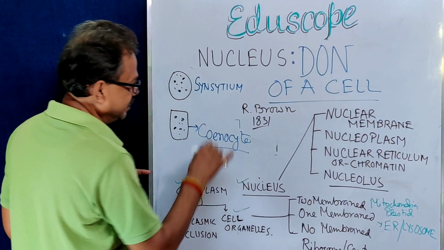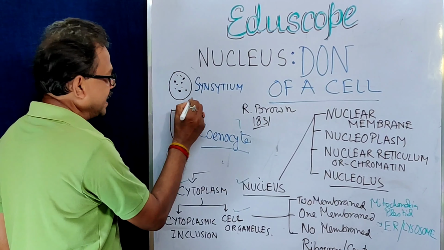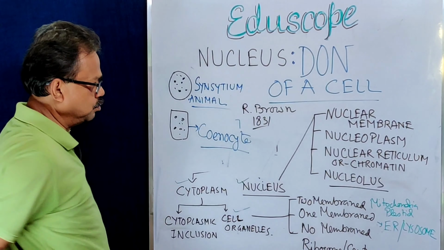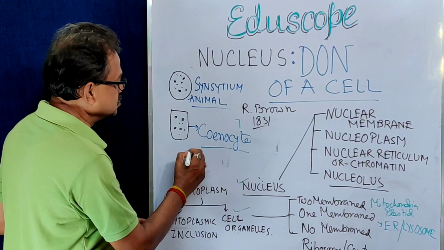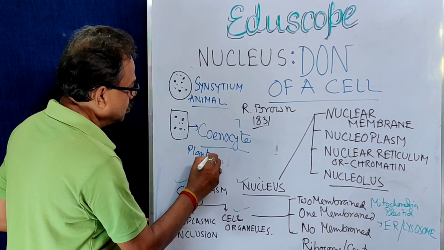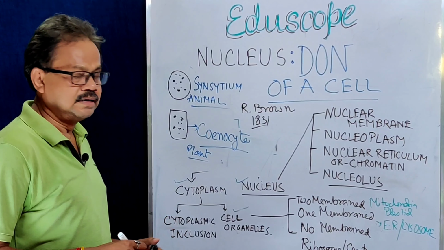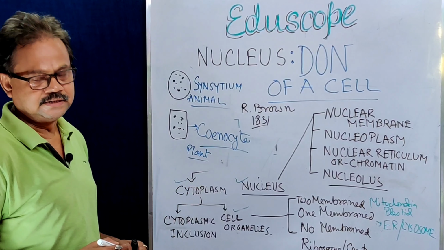Okay, so it is very important. Syncytium is the term where an animal cell contains many nuclei. A plant cell containing many nuclei is called coenocyte. Examples: in case of animal, it is the muscle cell, and in case of plant, it is Vaucheria and Rhizopus. These are examples of coenocyte.